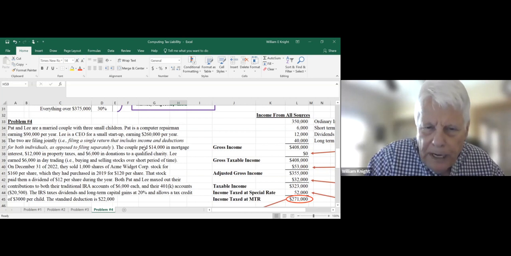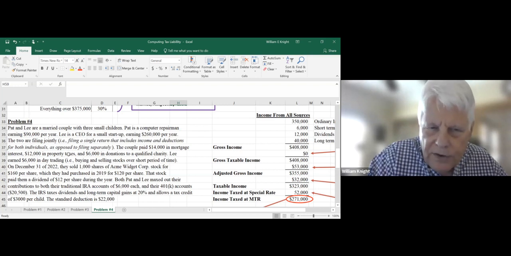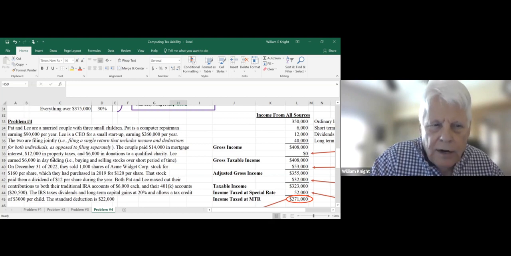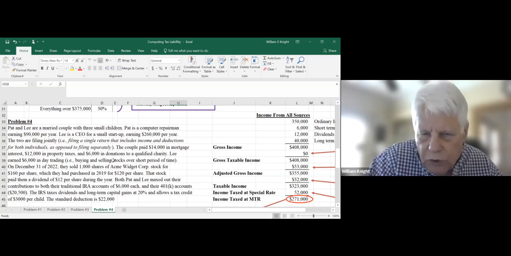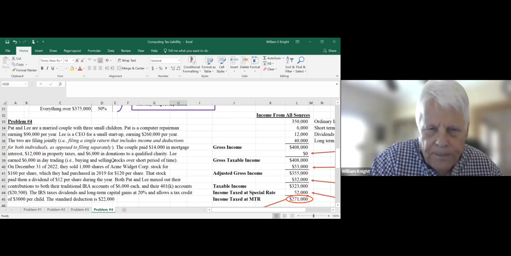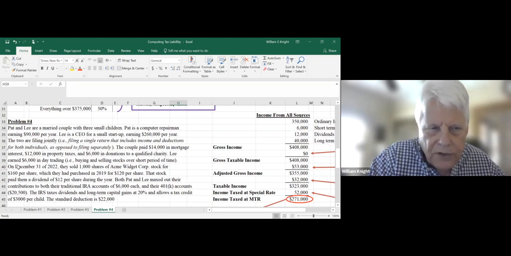Now, the couple paid $14,000 in mortgage interest during the tax year, $12,000 in property taxes during the tax year, and $6,000 in donations to a qualified charity. Lee earned $6,000 in day trading, which means buying and selling stocks over a short period of time, usually a day or 2 days or 3 days, whatever it is. So those would be short-term capital gains, taxed as ordinary income, subject to the marginal tax rates.